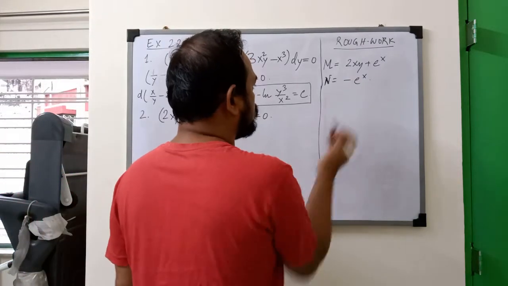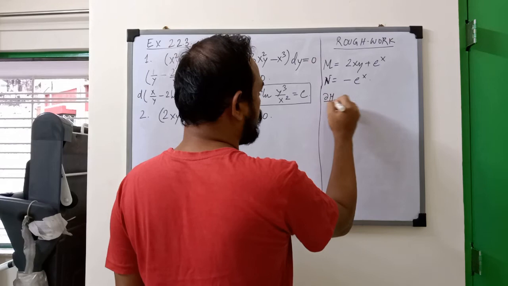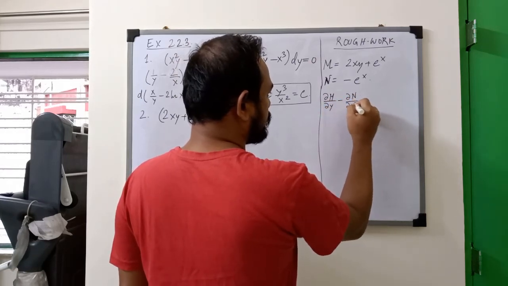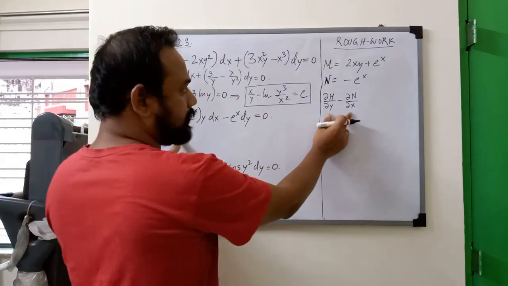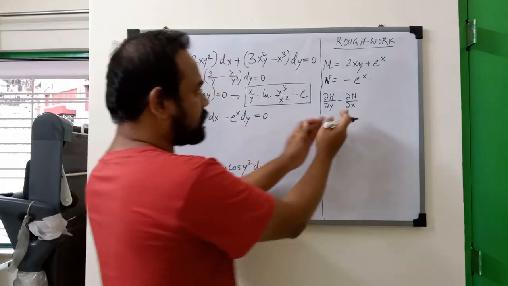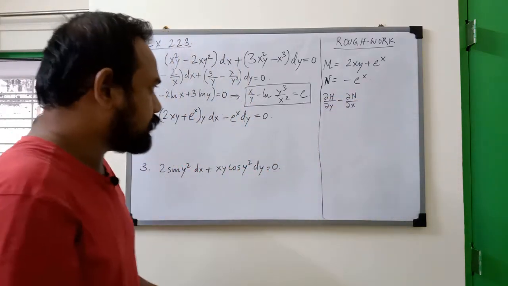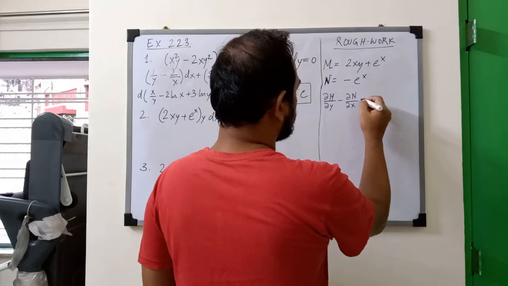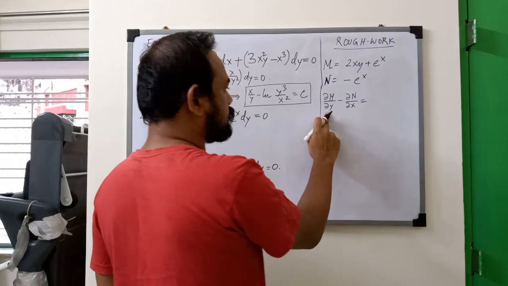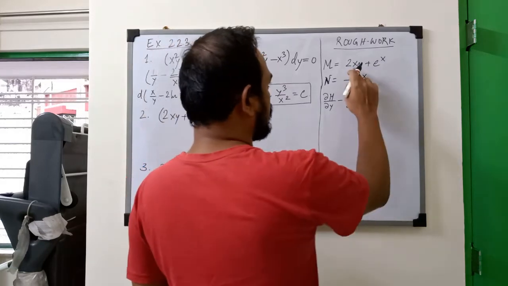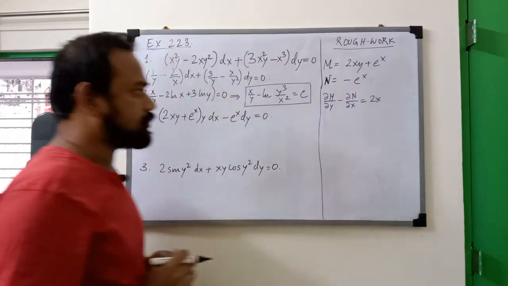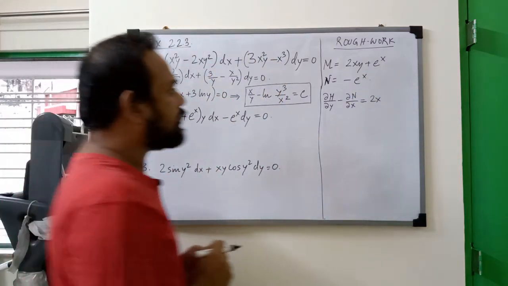So the one thing that we always do is we check what this expression comes to. Of course, if they were exact, these two would be the same because that's the condition for exactness. But because it's not exact, this should come out to be something other than 0. So let's just work that out. So if I differentiate m with respect to y partially, I should get a 2x from here, and this should give me just a 0.